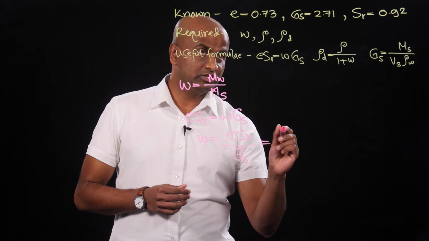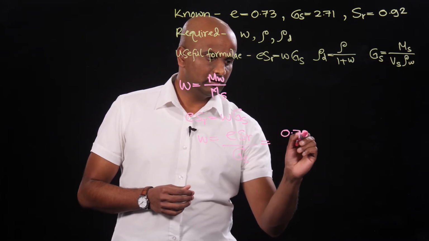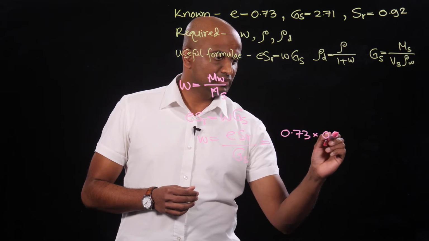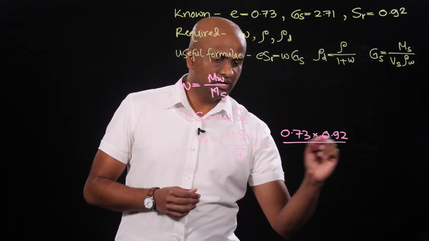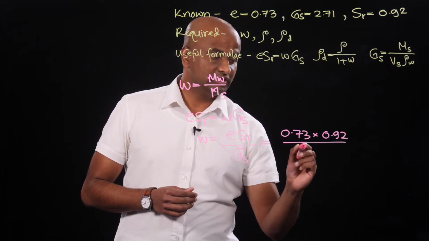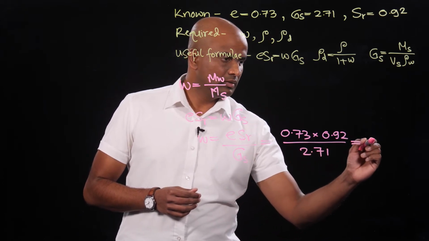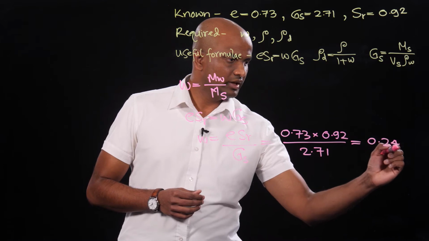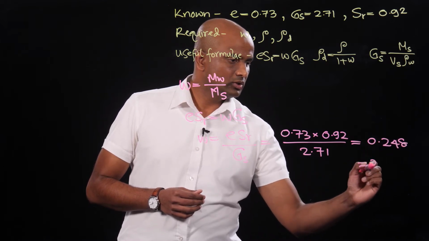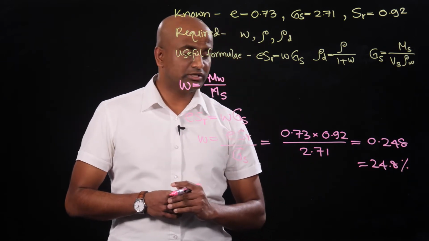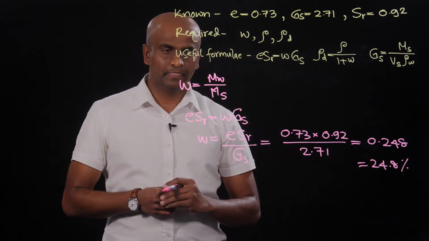So the void ratio is 0.73 times the degree of saturation 0.92 divided by the given specific gravity 2.71. So the answer will be 0.248 or 24.8%. That will be the water content of this clay soil sample.